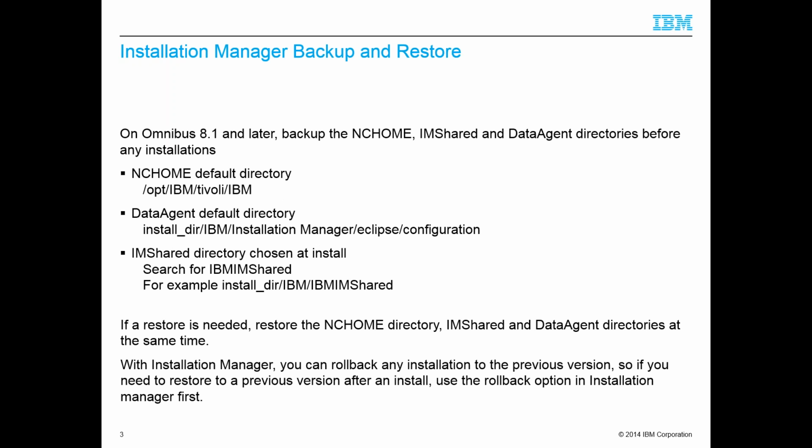On Omnibus 8.1 and later, we move to Installation Manager, so you should back up the NC Home directory as well as the IM Shared and Data Agent directories before any installations. The default NC Home directory is /opt/IBM/tivoli/netcool. For probes and gateways, you don't always have to back up the entire NC Home directory, but you should at least back up your probe properties and rules files and your gateway configuration files. And if you do need to roll back, then you at least have your configuration in place.